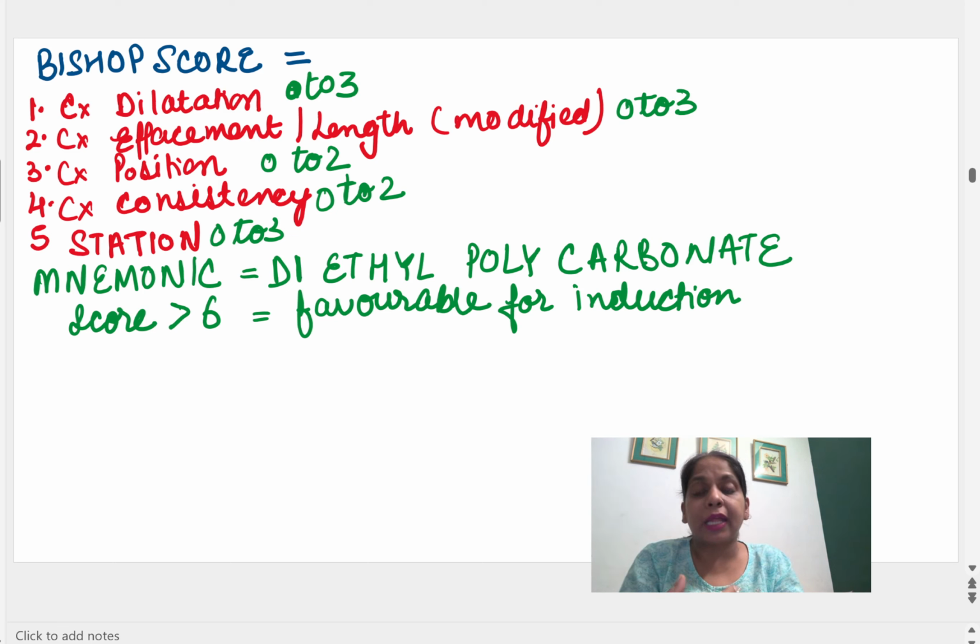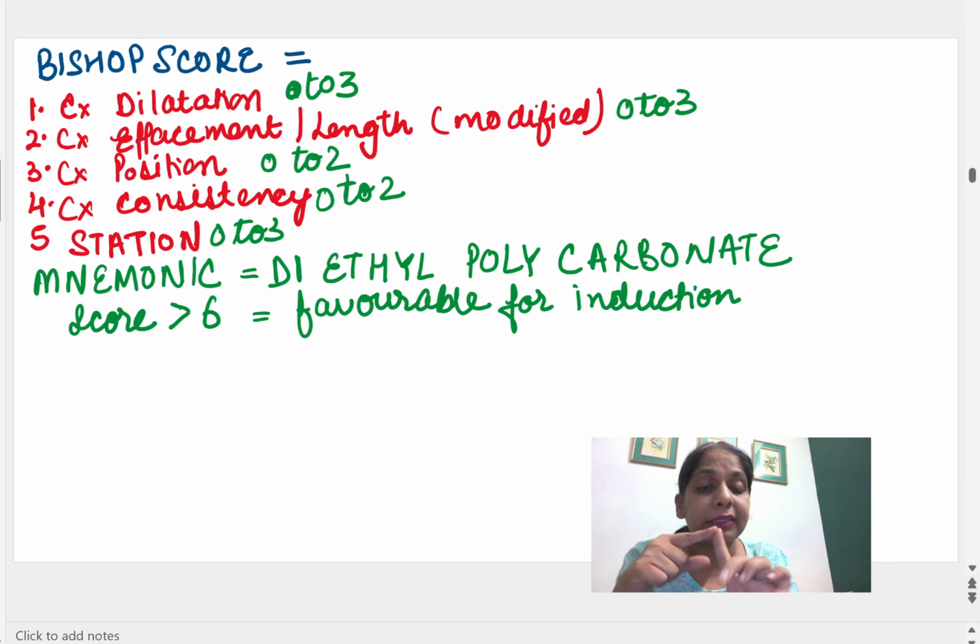P stands for position. Okay, what is the position of the cervix? It is posterior. Posterior position is a bad position, bad status, right? Or it is anterior, central, posterior, central or anterior. Okay, then the fourth point is C, which stands for consistency. Consistency means either it is hard or it is soft or it is medium, right? Which is the consistency. So the cervix has 4 points.